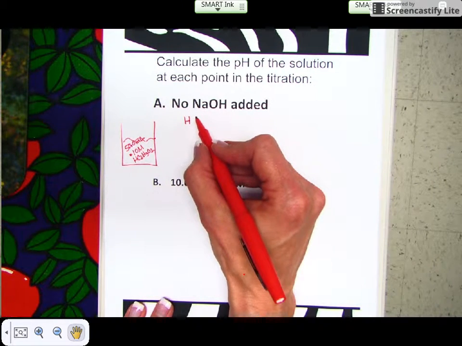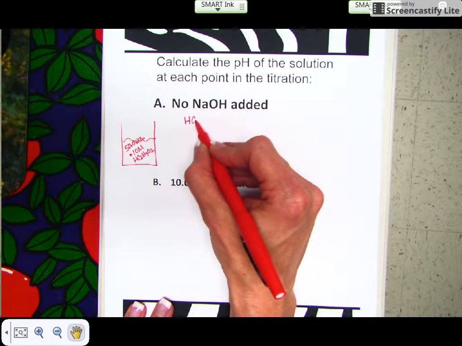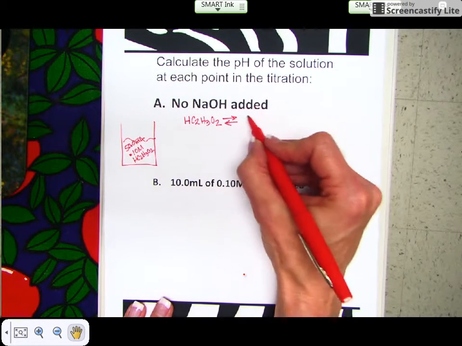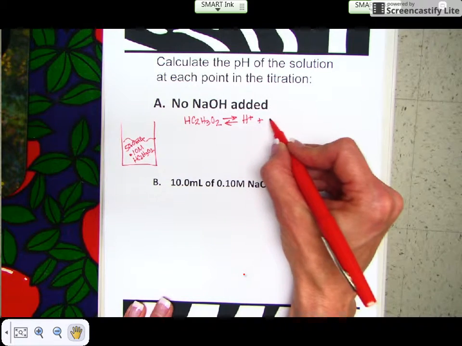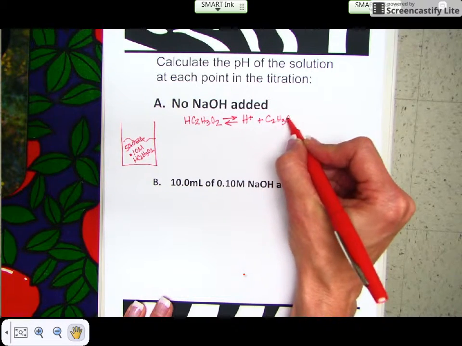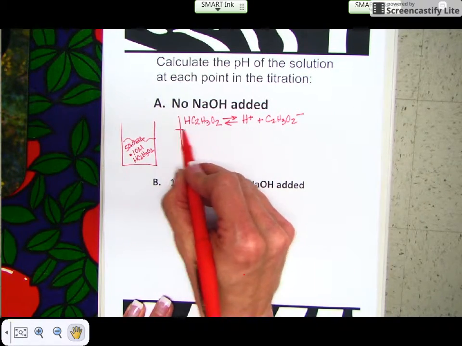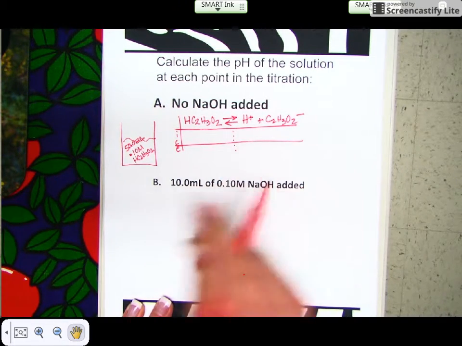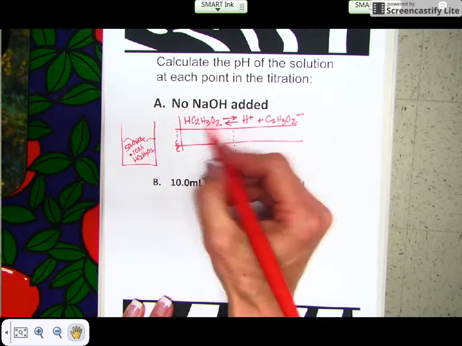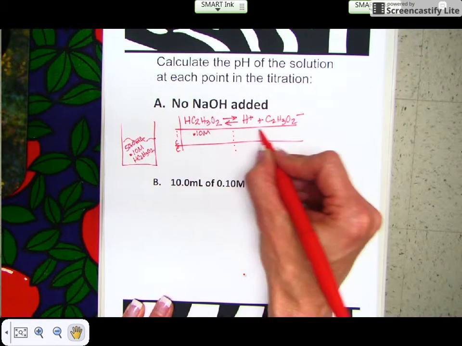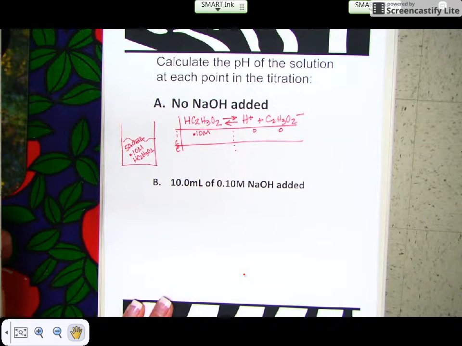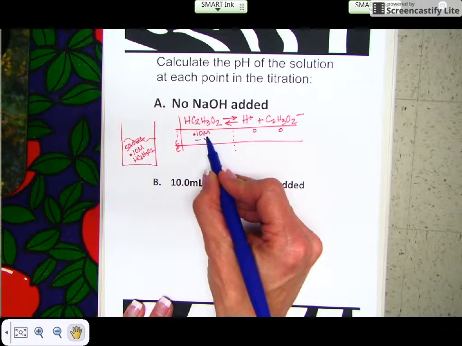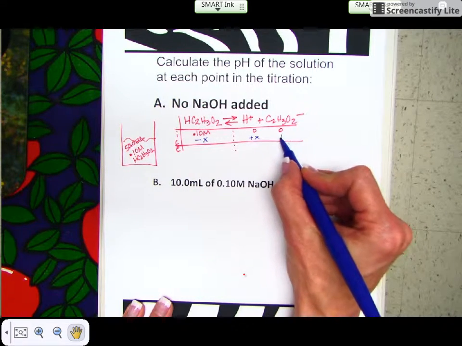So this will be carried out like we did in chapter 16. So HC2H3O2, this is a typical equilibrium problem. You pull it apart, H plus and C2H3O2 minus. This is your equation. You're going to ICE your problem. You're going to fill in your amounts. So here we have 0.10 molar, 0, 0. Now remember, since this is just a weak acid, it's going to dissociate less than 5%. So minus x, plus x, plus x.